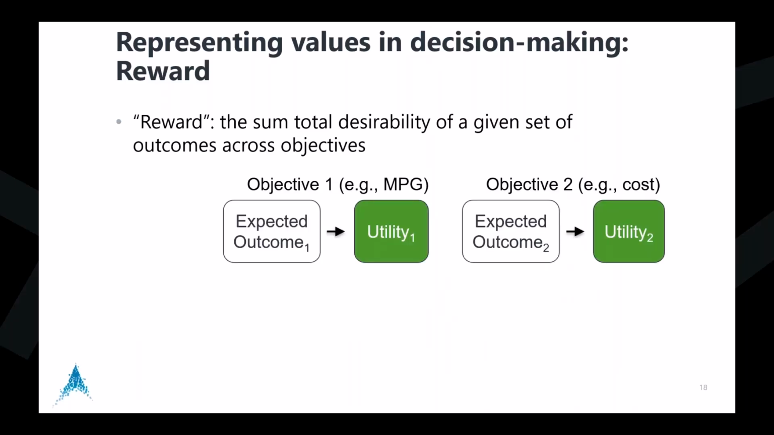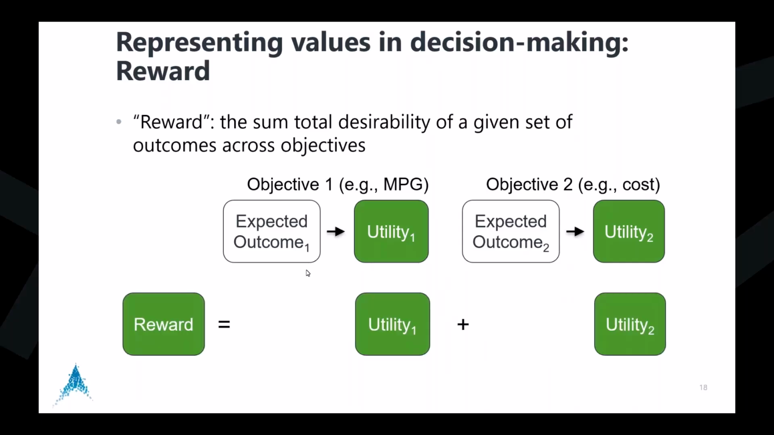So just to illustrate this a little bit, remember, for these two objectives, we do what we saw in the utility slides, where we take the expected outcome and translate it to how happy we are for that objective. We do that for both objectives independently, and then all we do is add it together to get a reward.